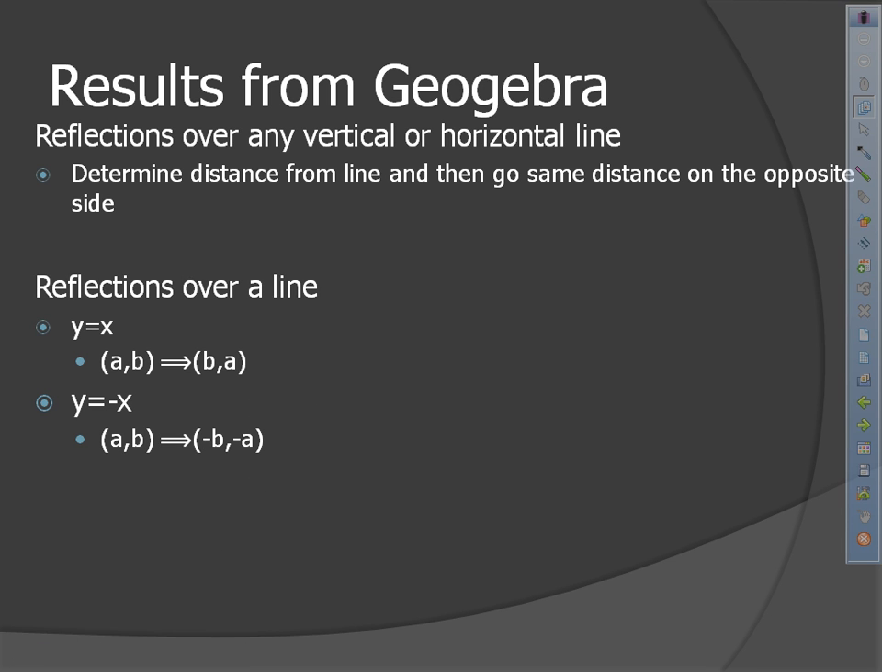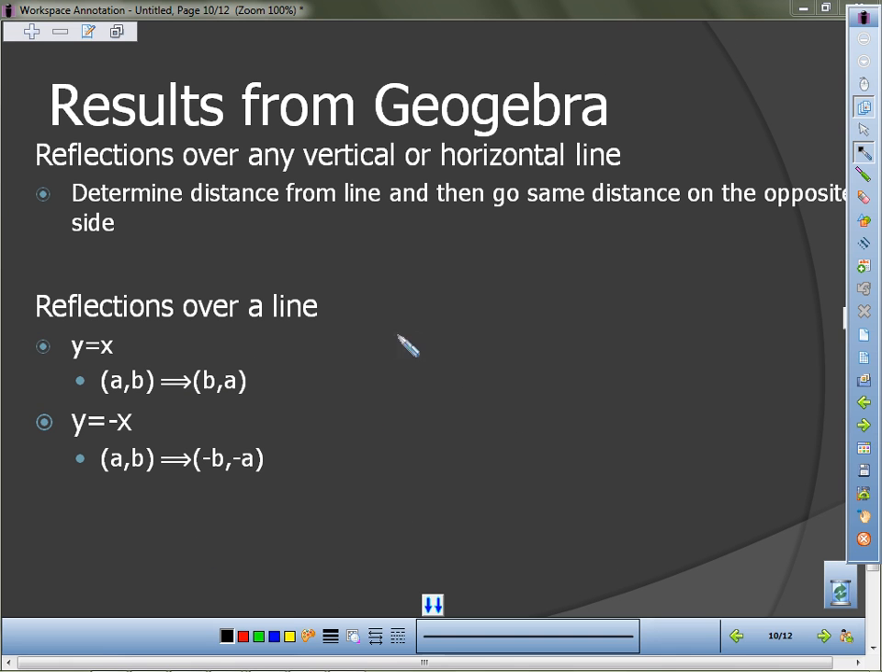So if I'm going to reflect over any vertical or horizontal line, I just determine that distance and then go the opposite direction. But formulaically, if I'm going to reflect over the line y is equal to x, my x's and y's just shift. If I'm going to reflect over the line y is equal to negative x, well, they invert or switch and negate. So let's do a quick example here.